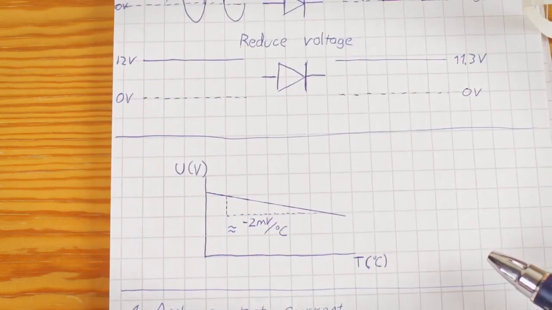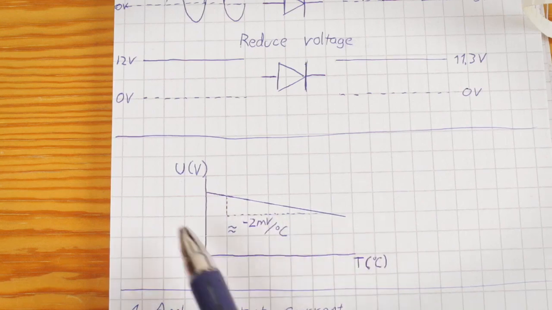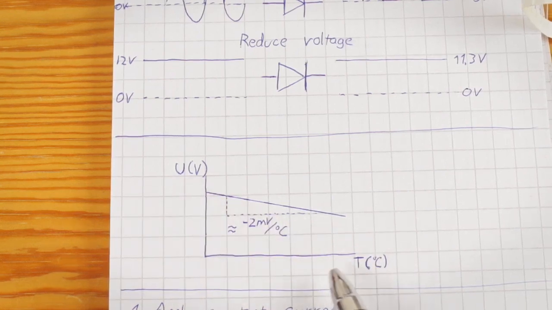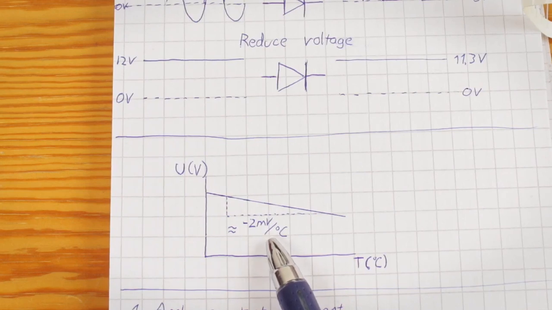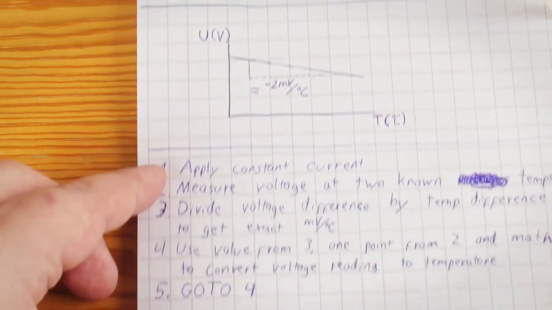The voltage drop will change based on current, but even at constant current the temperature will change that. The change of the voltage drop will be quite linear based on the change of the temperature. It's about -2 mV per 1 degree Celsius. Knowing that, it's quite easy to use a diode as a temperature sensor.